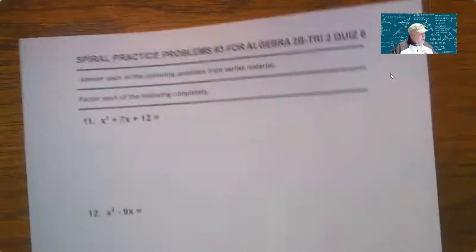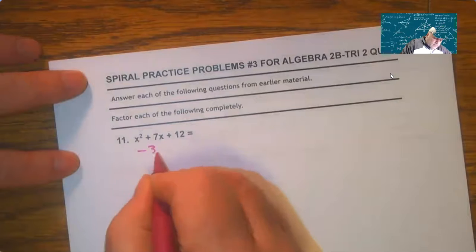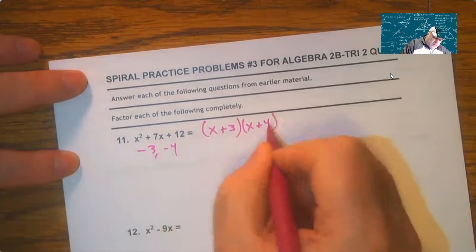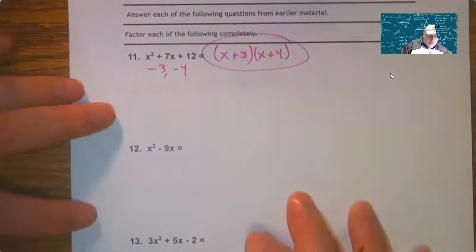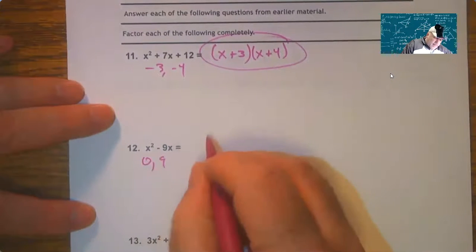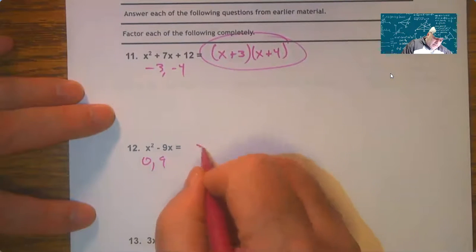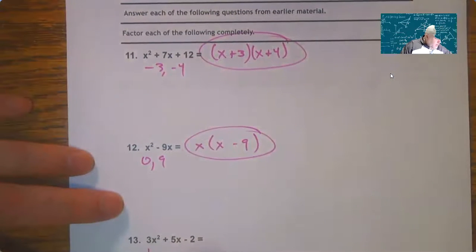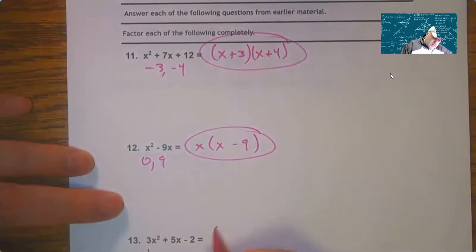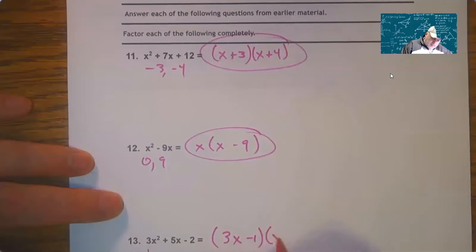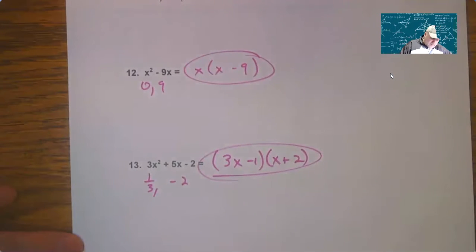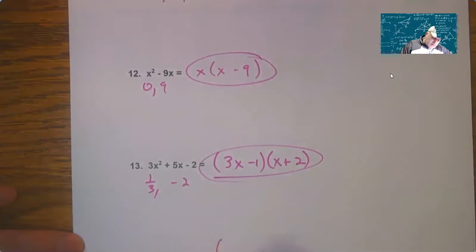Okay, and factoring, which should be a breeze. So x plus 3 times x plus 4. Check for the common factor. There's not one. 0 and 9 here. So x times x minus 9. 1/3 and -2. So 3x minus 1 times x plus 2. And then -4 and 4. So x plus 4 times x minus 4.